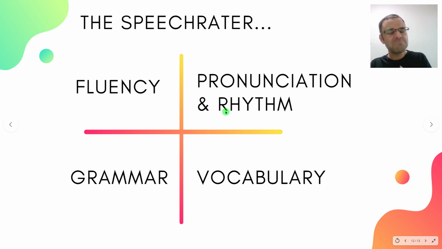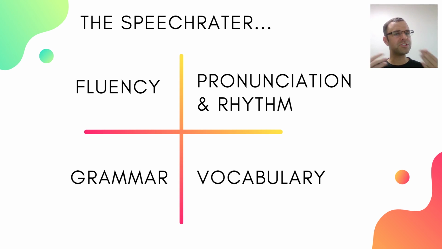Pronunciation and rhythm should be pretty self-explanatory. That refers to how much you sound like a native speaker when you pronounce your vowels and your consonants. It also refers to your stresses and your intonations and how easily you are to understand. Lastly is your grammar.